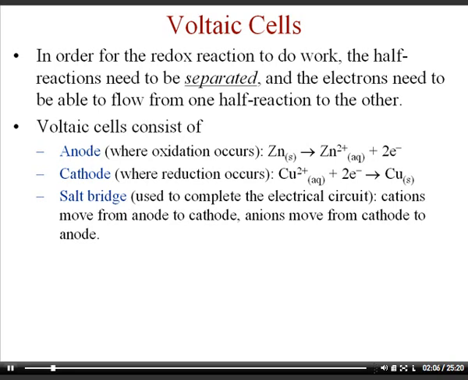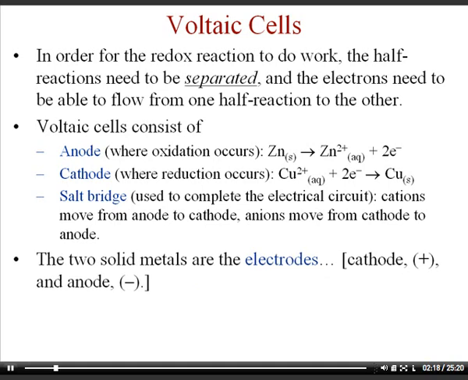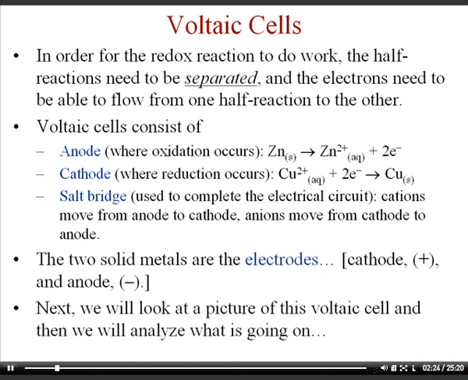And the reason they're flowing is because when you're losing these electrons, there will be a buildup of positive charge, and you have to neutralize that positive charge. And as you're gaining electrons, there's a buildup of negative charge, so again you have to neutralize that negative charge. Now, the two solid metals, the zinc solid and the copper solid, are called electrodes. The cathode is always positive and the anode is always negative, and here's the picture of it.